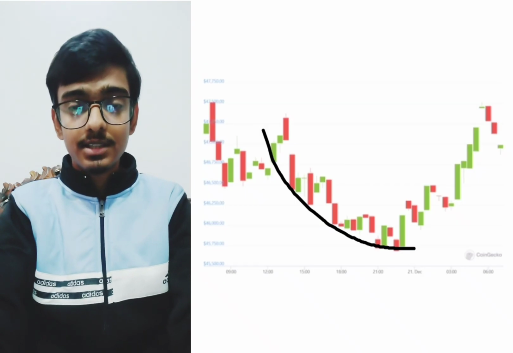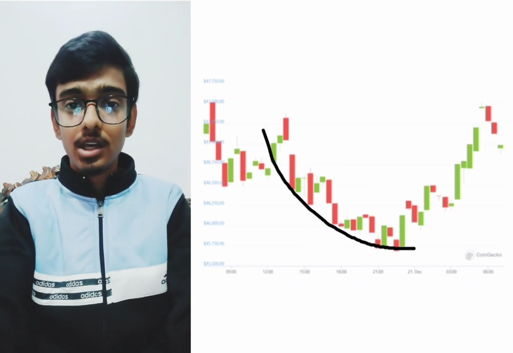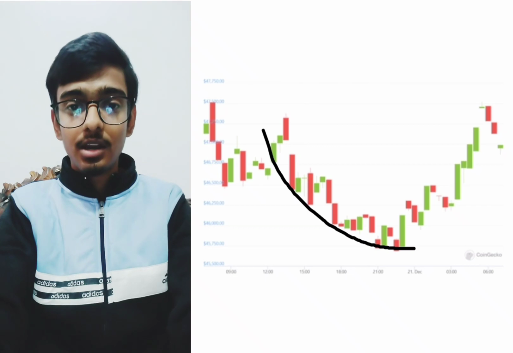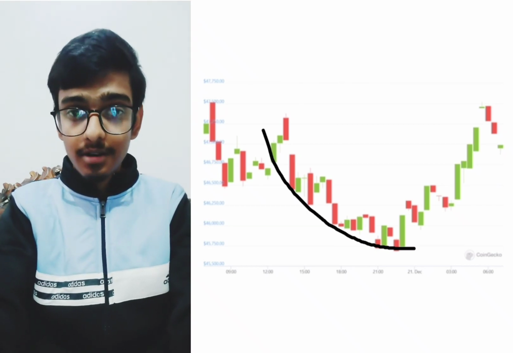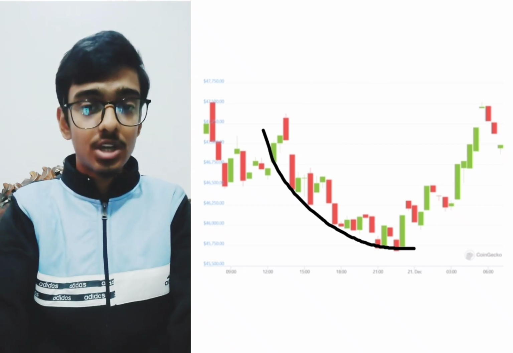Here we have an example of the slider chart pattern. You can clearly see the slider and also observe that it is parallel to the x-axis in the end and rising after the completion of the chart pattern.